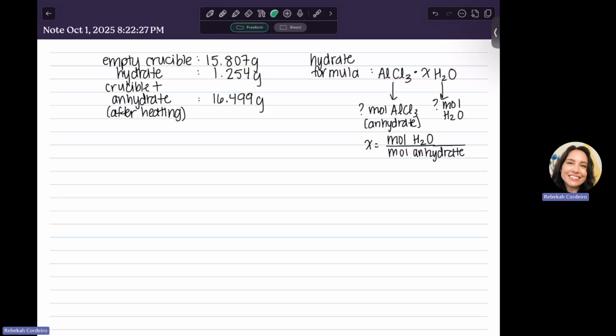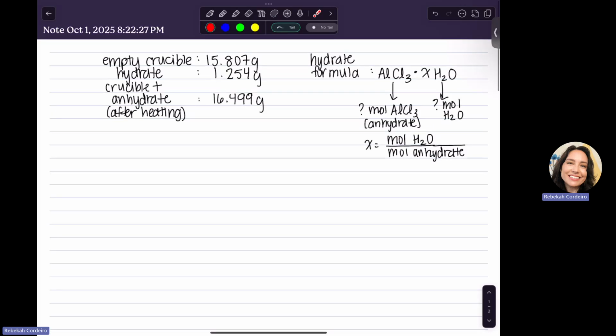Hi, so we're going to look at an example hydrate problem. So I have some data here. We have our empty crucible, the mass of the hydrate, tared out just like we did in our lab, and the mass of the crucible plus the anhydrate after our heating. And then the hydrate formula we're using here, my unknown, is aluminum chloride, and we don't know how many waters. When I'm talking about anhydrate in this example, I'm using aluminum chloride, but yours is going to be magnesium sulfate or whatever other compound that you used.